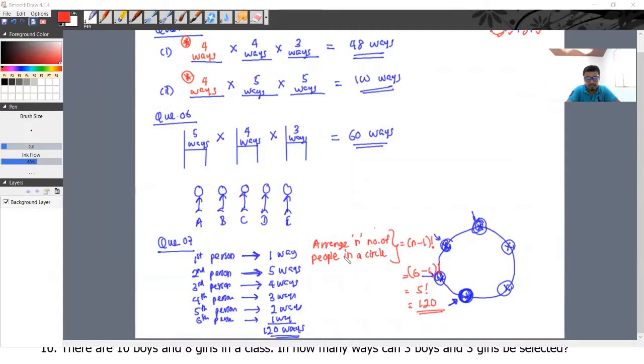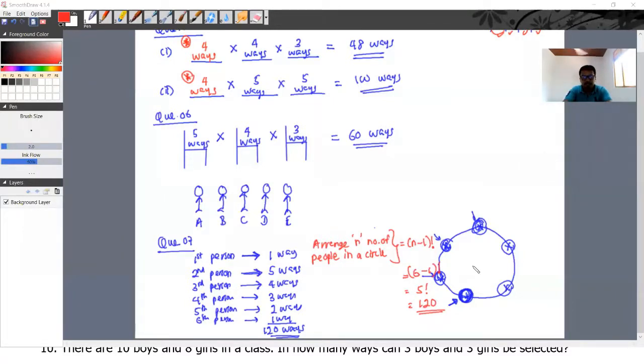Yes, 9 factorial, not 9 ways. 9 factorial ways. See, n minus 1 factorial ways are there. 6 minus 1 factorial ways, 5 factorial ways. It means 120 ways. The last example I have taken, 10 people. So it should be how many ways? 10 minus 1 factorial ways, 9 factorial ways. That is 362,880. 9 factorial is 9 into 8 into 7 into 6 into 5 into 4 into 3 into 2 into 1.